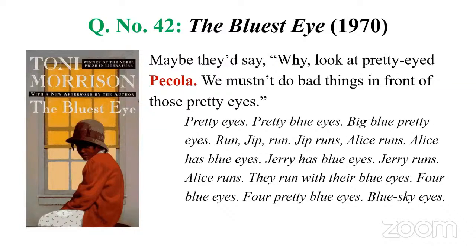Jip runs. Alice runs. Alice has blue eyes. Jerry has blue eyes. Jerry runs. Alice runs. They run with their blue eyes. Four blue eyes. Four pretty blue eyes. Blue sky eyes. So this shows her obsession, and that is beautifully captured in writing by Toni Morrison.